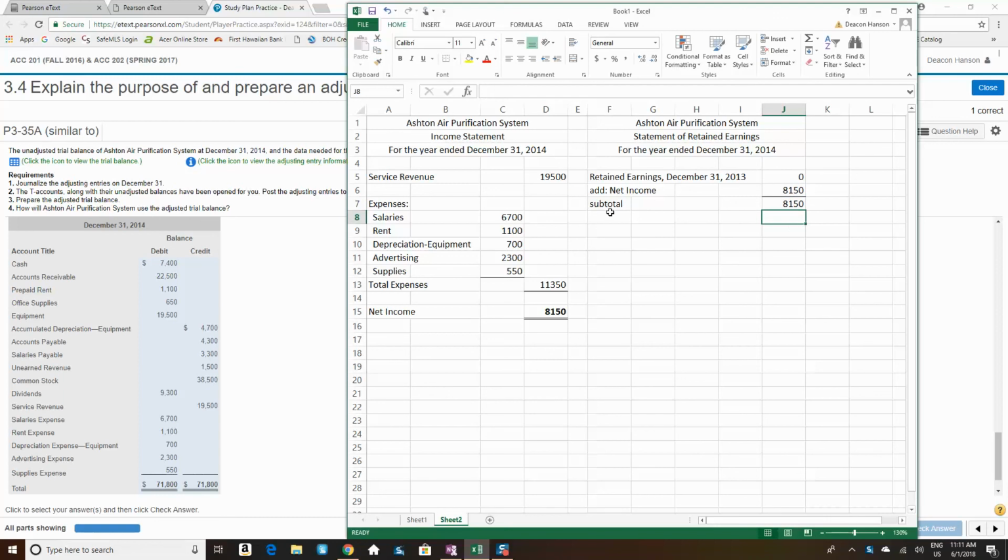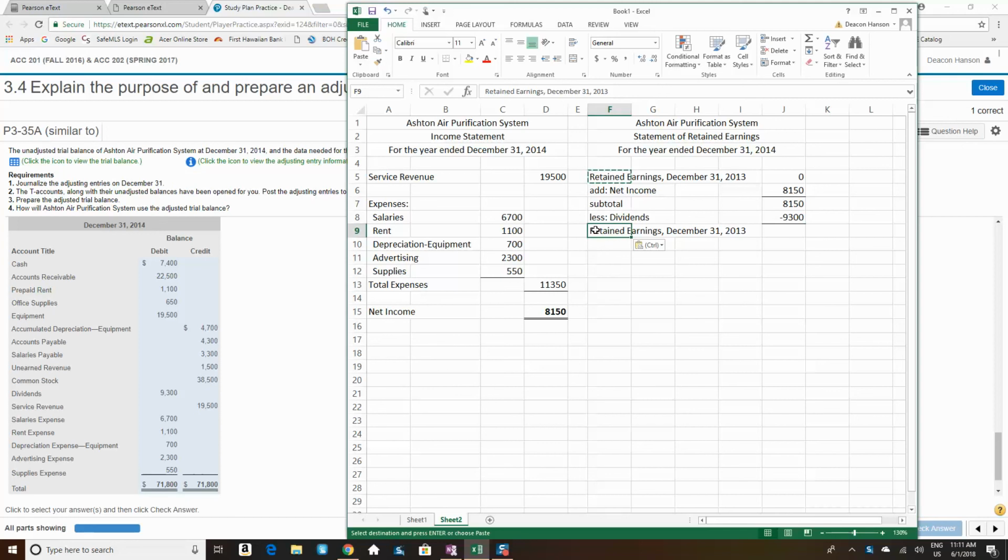And then what you do is you subtract dividends. See, dividends are not an expense. They don't show up on the income statement. So I'm going to subtract the dividends. And if I look at my trial balance over here, my dividends are 9,300. And you could show them as a negative. The word less already indicates that you're subtracting, but just so you guys can see that, I'll do that. Then you're going to end up with your ending retained earnings balance.